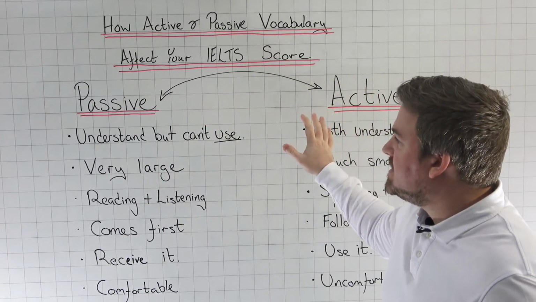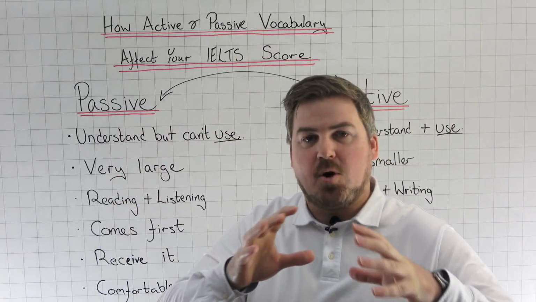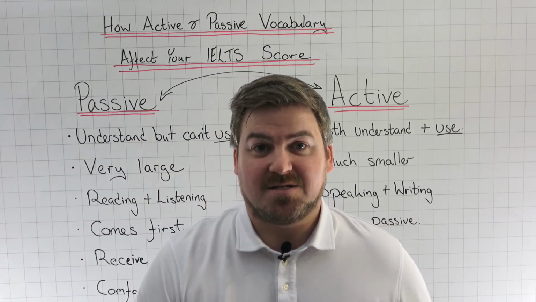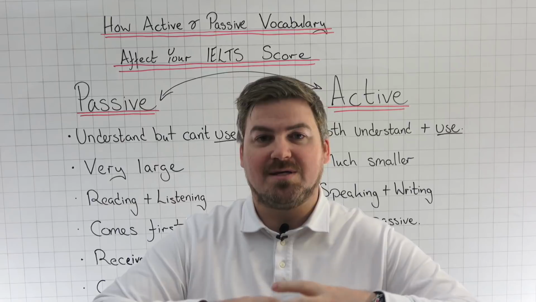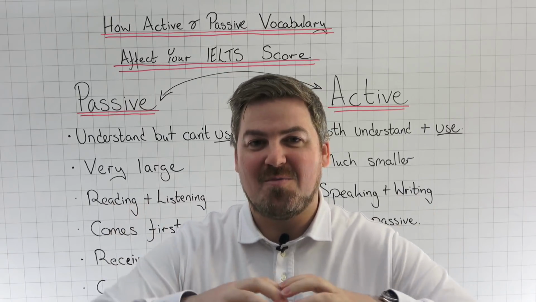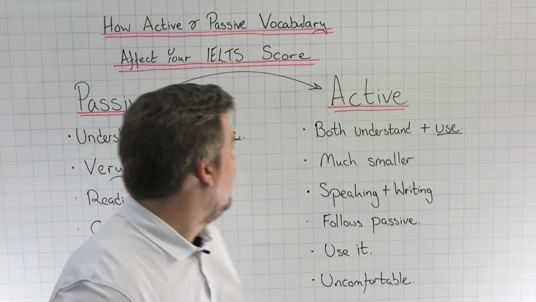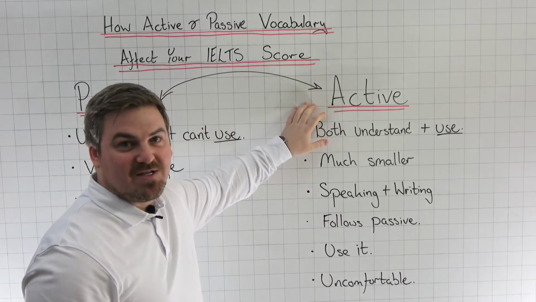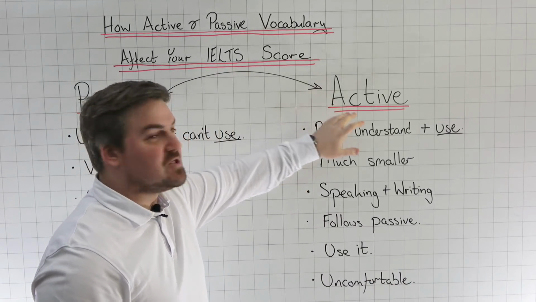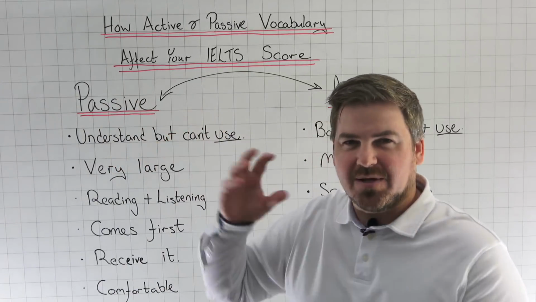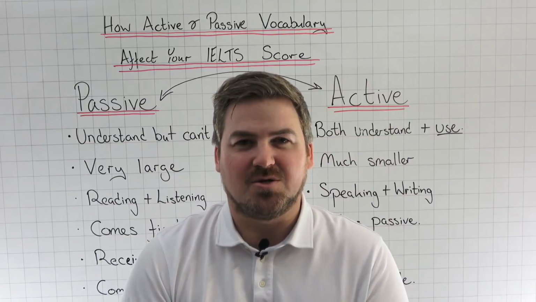The biggest difference is passive is always much bigger than your active vocabulary. You will always know far more words than you can use, and this is totally normal. Even native English speakers have a far smaller active vocabulary than their passive vocabulary. So that might sound strange to you.